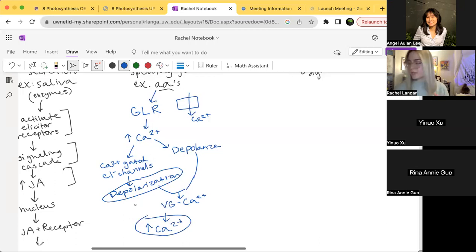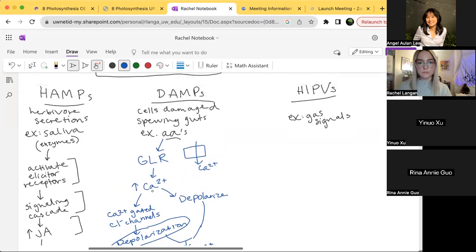Before I move on, is there a question? I had a question about HAMPs and DAMPs. So would we consider HAMPs as only local and DAMPs as systemic? But then do HAMPs cause DAMPs? And is that why there's signaling cascade also written down in the HAMP section?